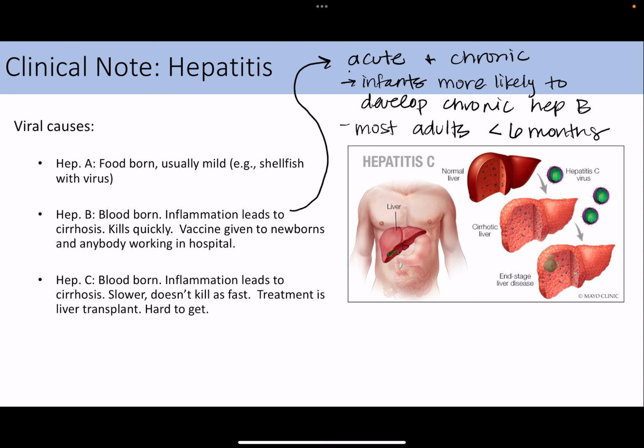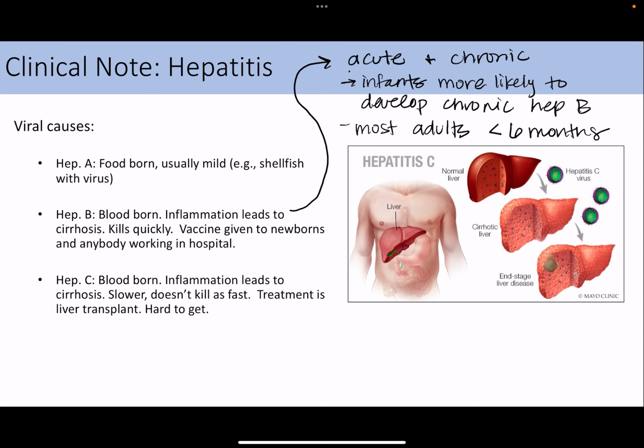We're only focusing on these three, but hepatitis A through F exists. Okay, but we're only talking about these three. Anybody who works in a hospital has to get a Hep B test. They have to be vaccinated, and they have to check their antibody titers to make sure they're at a certain level so they're not infectious in a hospital setting.